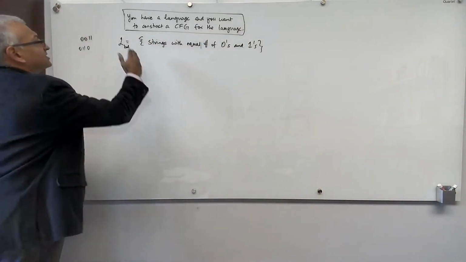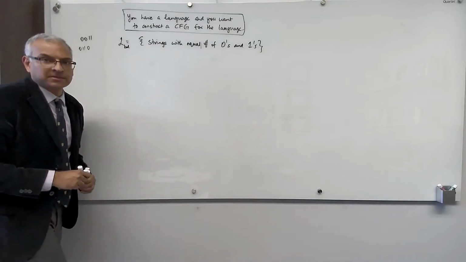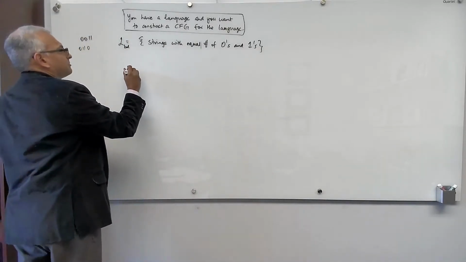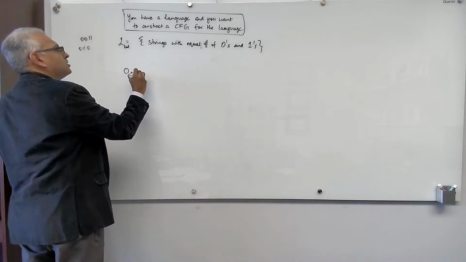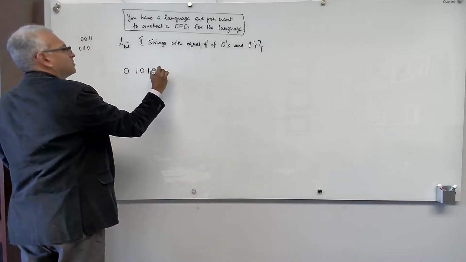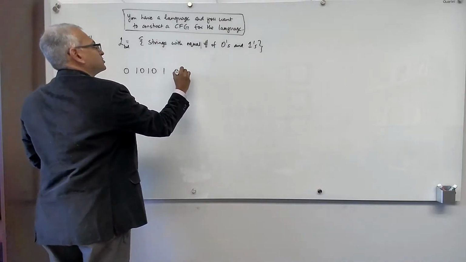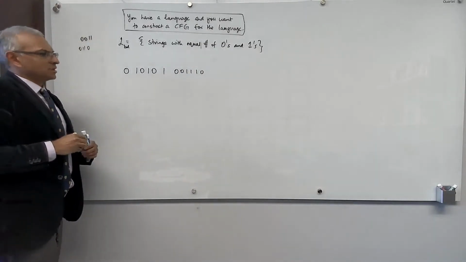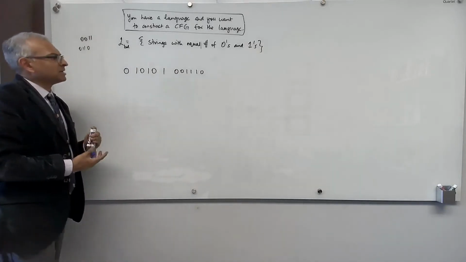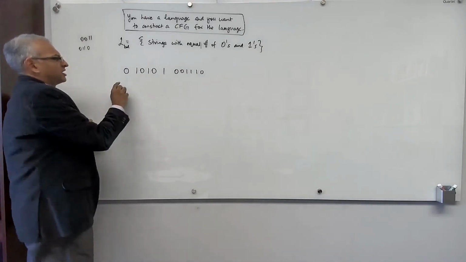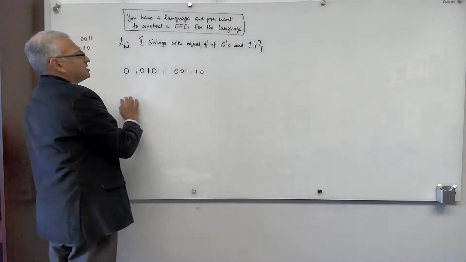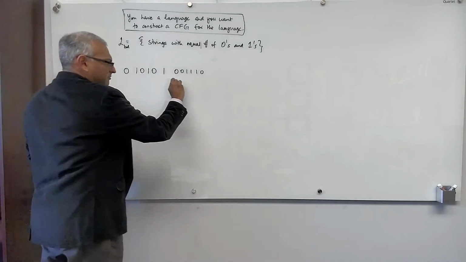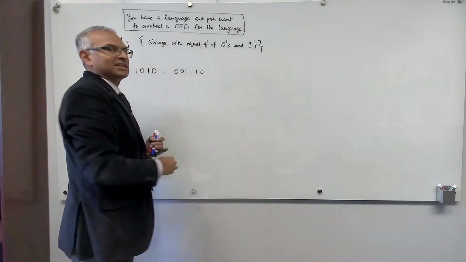Let's take an example of a string in this language. It's a reasonably complicated language. So here's an example of a string: 0, 1, 0, 1, 0, 1, 0, 0, 1, 1, 1, 0. Let's see if it's in this language. Does it have the same number of zeros and ones? How many zeros does it have? 1, 2, 3, 4, 5, 6. How many ones? 1, 2, 3, 4, 5, 6. So this string is in my language, L-balanced.